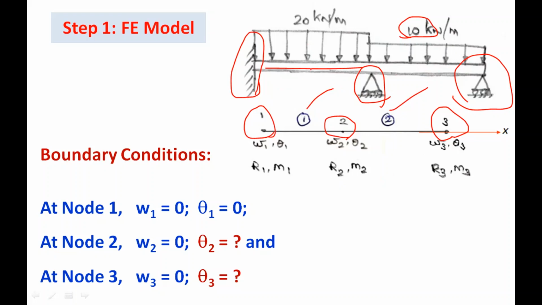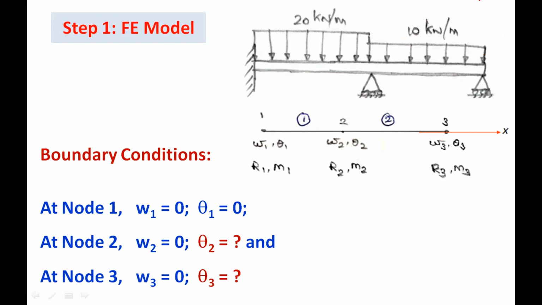Suppose if you want to find the displacement at this particular point, if they ask, then we have to introduce a node at this particular point. In that case, it will become a 3 element model, so we cannot solve it manually. We are going to solve this beam problem with the 2 element model.